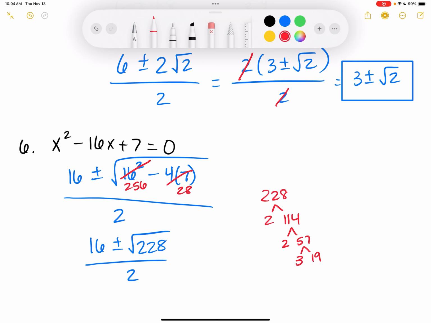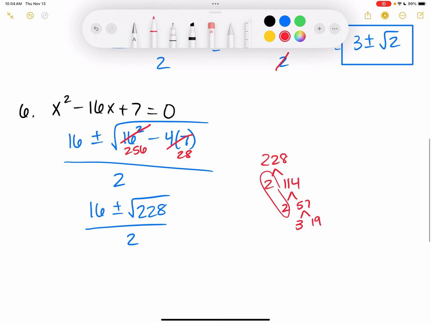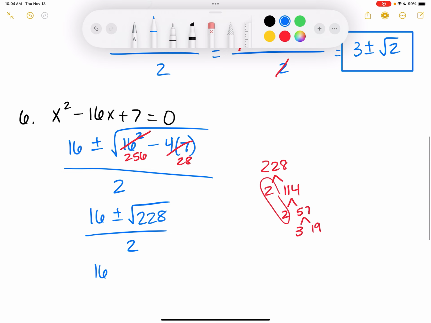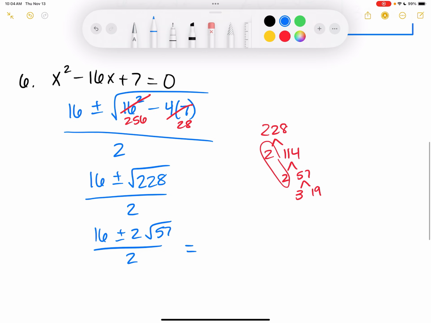Alright, so that part is not going to matter, but I can take a 2 out. So I'm going to have 16 plus or minus 2 root 57 over 2. I have to factor this 2 out of the top to cancel it. So I have 8 plus or minus the square root of 57 all over 2. The 2's cancel. I'm left with 8 plus or minus the square root of 57.